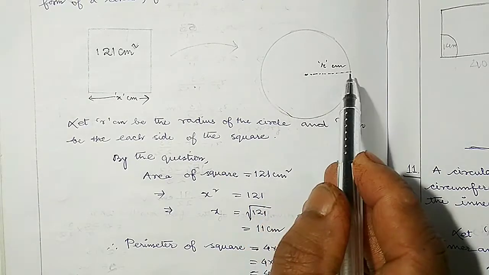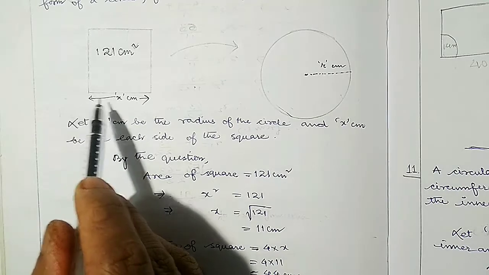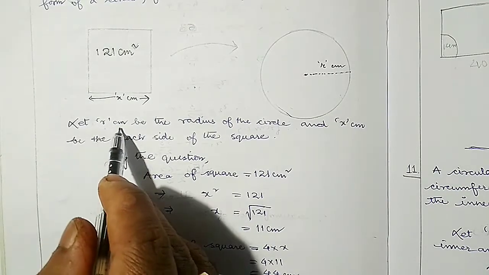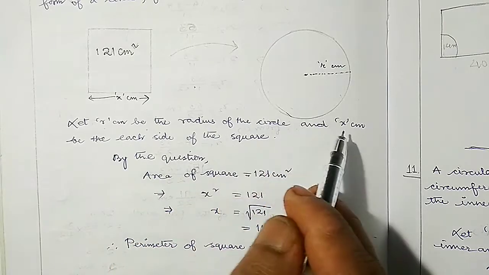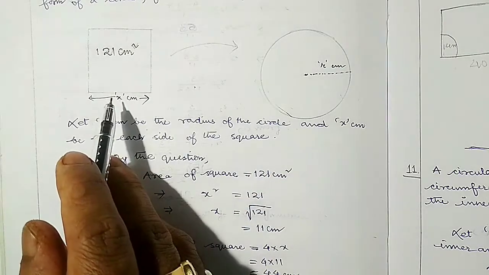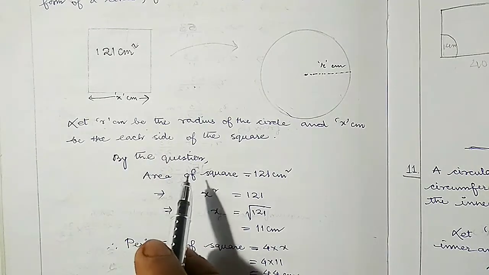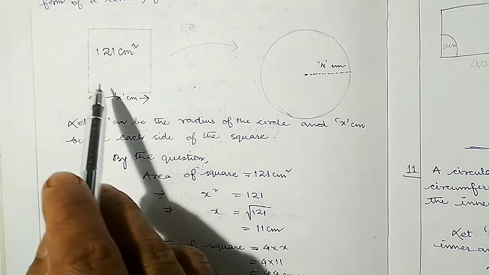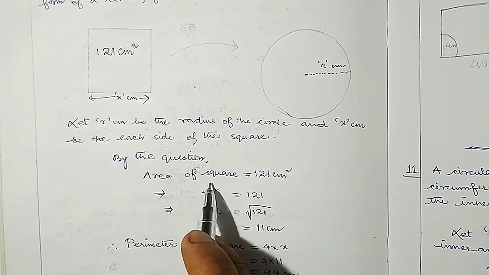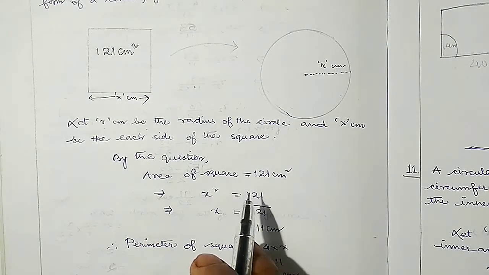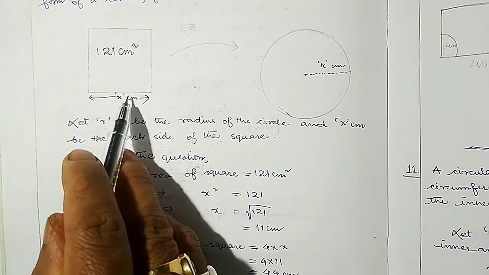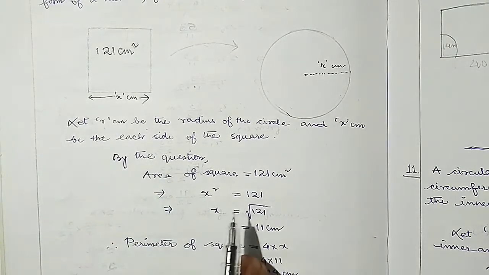Suppose here radius is r and here each side is x. So we can write here like this. Let r centimeter be the radius of the circle and x centimeter be the side of the square. Now according to the question, it is given that the area of the square is 121 centimeter square. So we can write area of the square is 121 centimeter square. We know area of the square is side square. Here each side is x. So x square is 121.